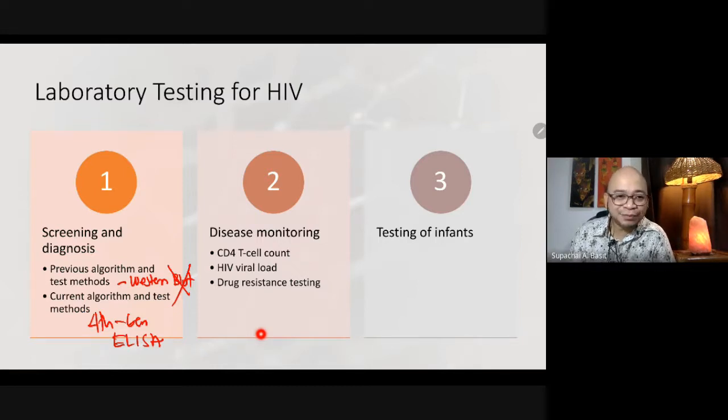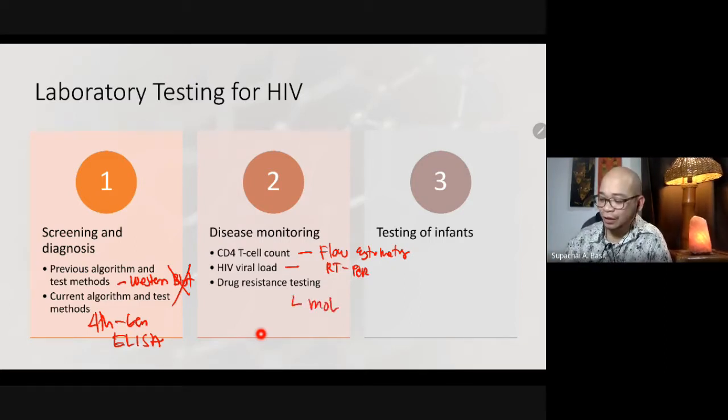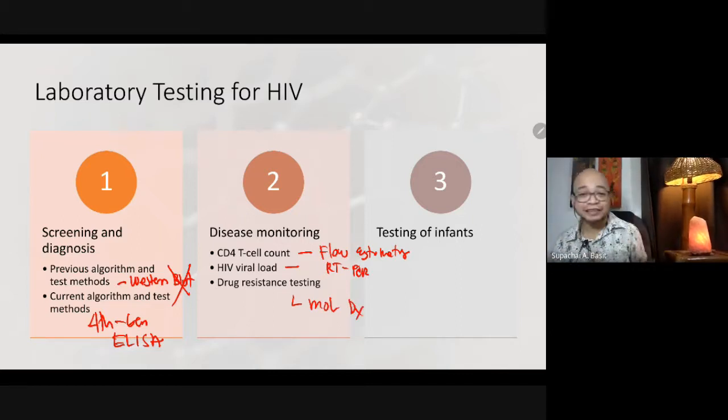For disease monitoring, we can do the CD4 T cell count, and this is possible by means of flow cytometry. And then the HIV viral load is possible through RT-PCR. And drug resistance testing is also a molecular diagnostic technique. Okay, and then testing of infants.